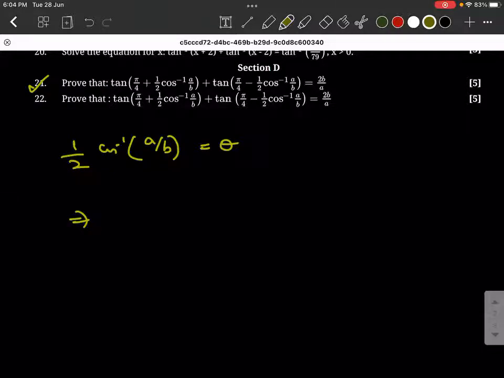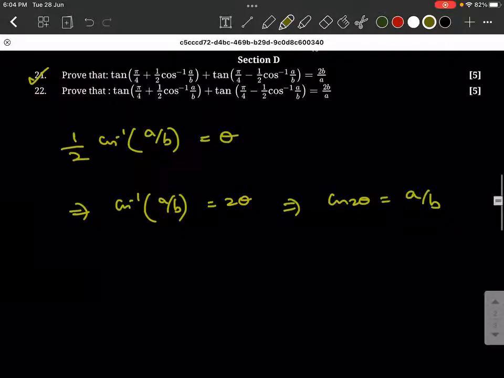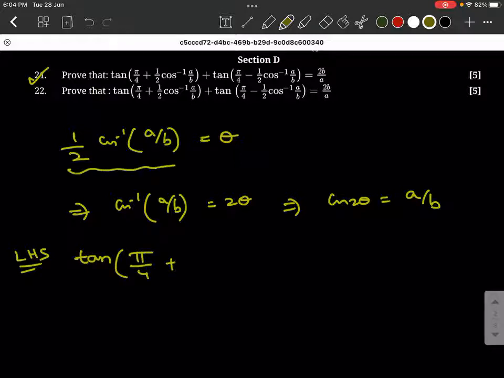So half of cos inverse of A by B, if I call it as theta, that implies cos inverse of A by B I can call as 2 theta, which implies cos 2 theta is equal to A by B. Right? Now listen to this carefully, guys. If I take the LHS, if I have tan of 5 by 4 plus, what can I replace half of cos inverse A by B with? I can write it as theta, right? So what is tan of 5 by 4 plus theta?